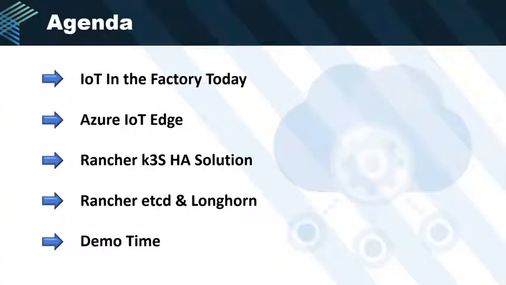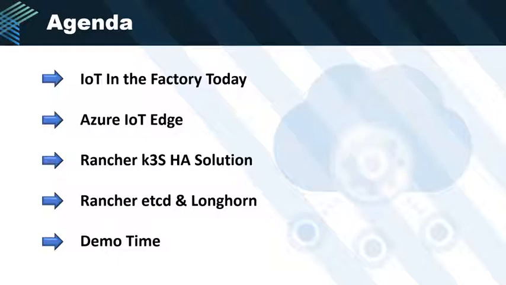The agenda is we're going to first talk about IoT in the factory today, look at how Jabil is implementing IoT today and some of the challenges. We'll talk about Azure's IoT Edge. That's the deployment platform that we actually implemented the solution on. And then we'll talk about Rancher's K3s and some of their persistent store servers, and then have a quick demo.